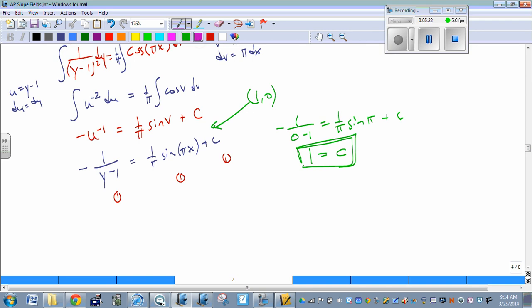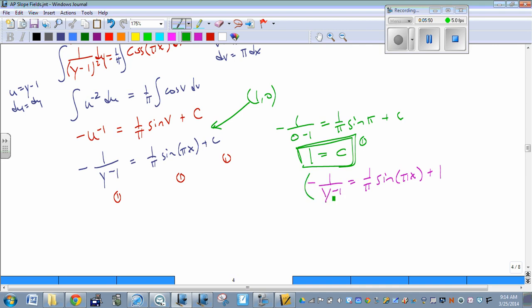So our equation is negative 1 over y minus 1 equals 1 over pi times sine of pi x plus 1. Well, the directions ask us to solve for y. We want that particular solution y equals f of x, meaning we need to get y all by itself. And this is where we get our last point. The c was worth a point here. And then the last point is solving for y. So first thing, we need to get that y out of the denominator.